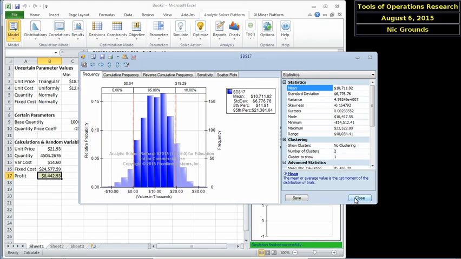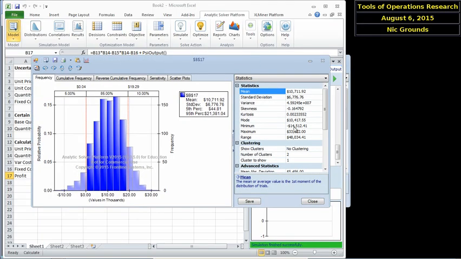Any questions about what we've done here, simulation? I just want to show you. So again, sorry, this is a little bit off the screen. These are the values I was reading here. A mean of $10,711 this time. Worst case, minimum profit was negative $14,000. Maximum, best case, $33,000 profit. The range between those two is $48,000. So there's a range of about $48,000 where we don't know where our profit will be.